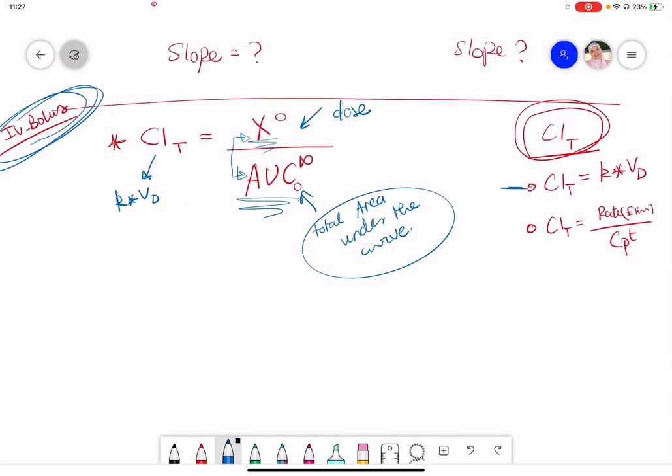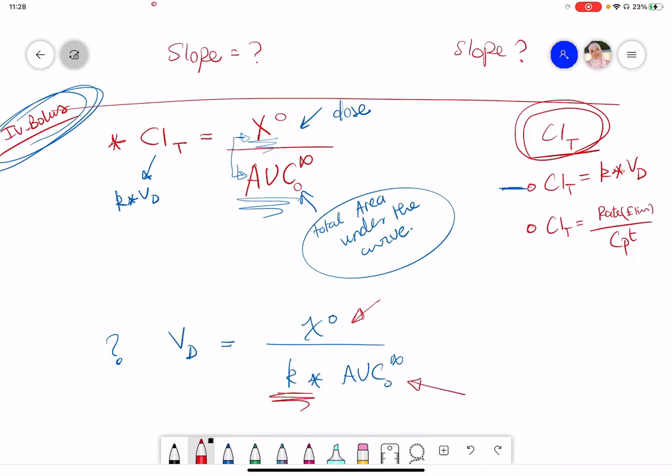We know that clearance is K multiplied by VD, so can we determine VD using this equation? Yes, we can, which would be equal to the dose over K multiplied by the area under the curve. This is the dose, this is the area under the curve. For now, just take it as it is. And K, we were determining using the slope of the model equation, depending on whatever profile you are using.